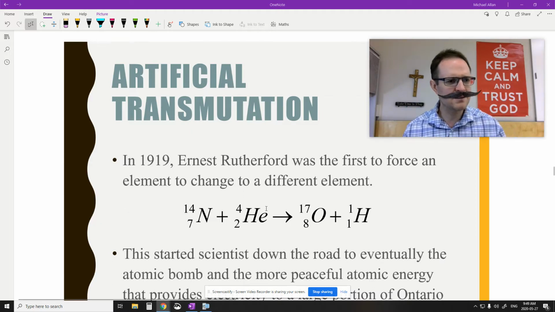So this is technically fusion because you're creating a larger piece. Usually when it comes to fusion, you are going to create larger pieces, but that's fine. Or maybe it's just hydrogen producing helium, but you are taking two smaller pieces and creating a larger piece.